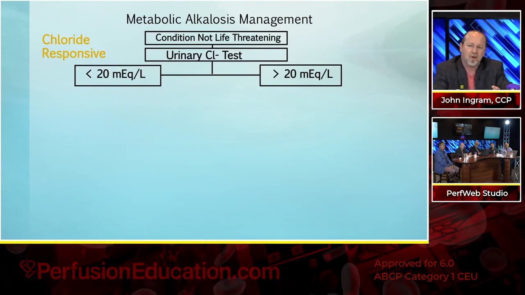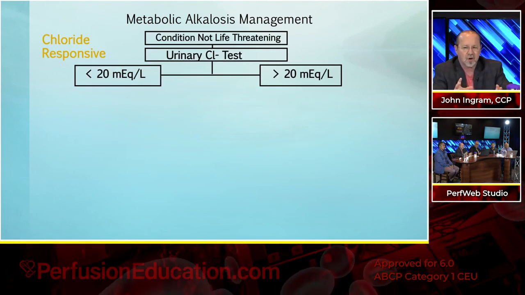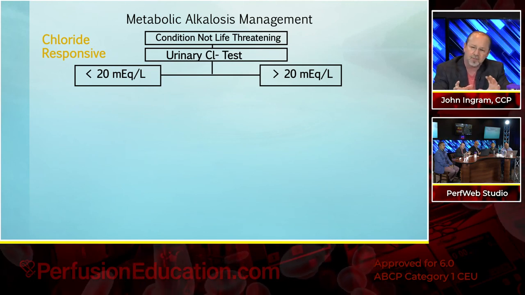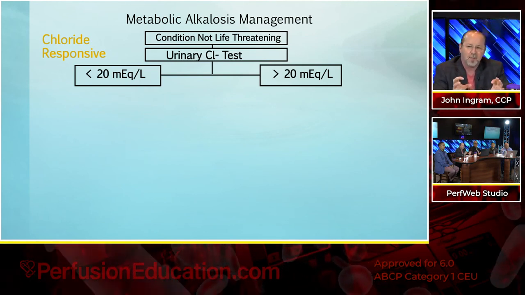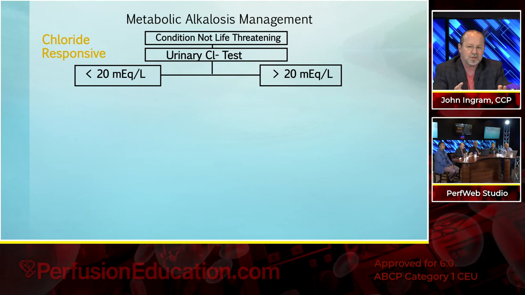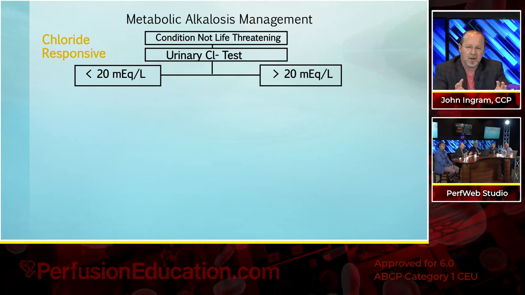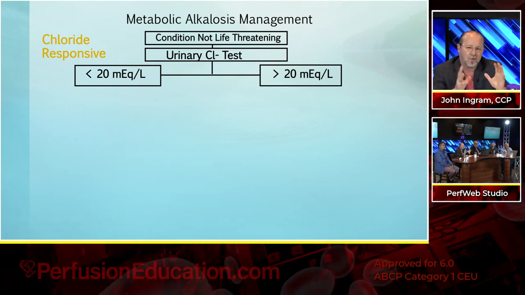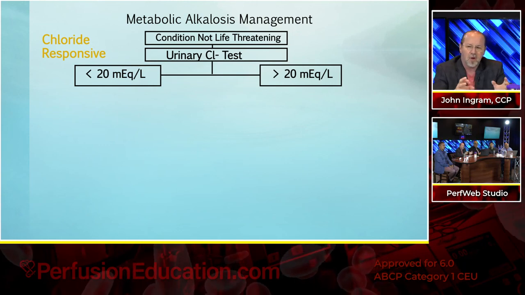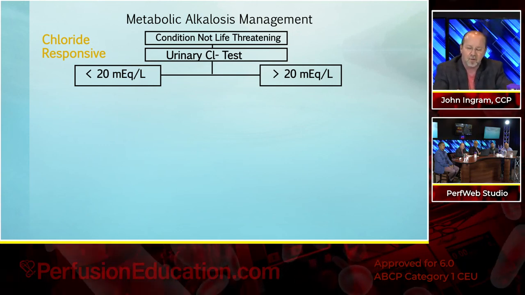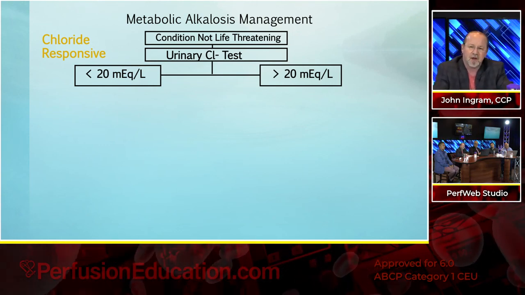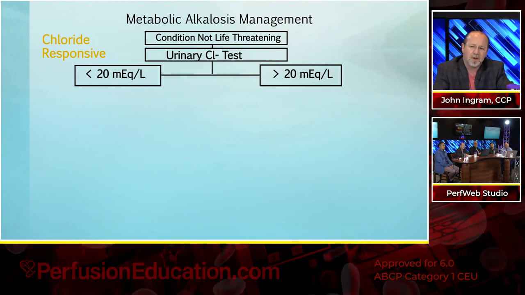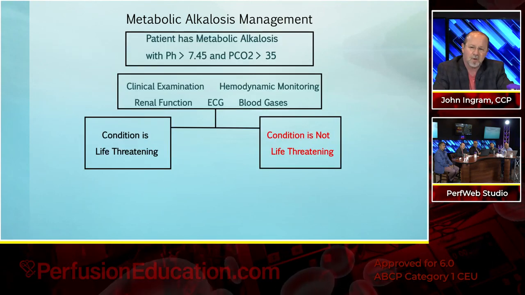When you read up on all the metabolic alkalosis articles, you'll see so many different perspectives on it. But one theme that runs through it is that when you look at somebody with metabolic alkalosis, they either fall into a chloride responsive category or a chloride unresponsive category. The chloride responsive category is where the chloride level in your urine is less than 20.